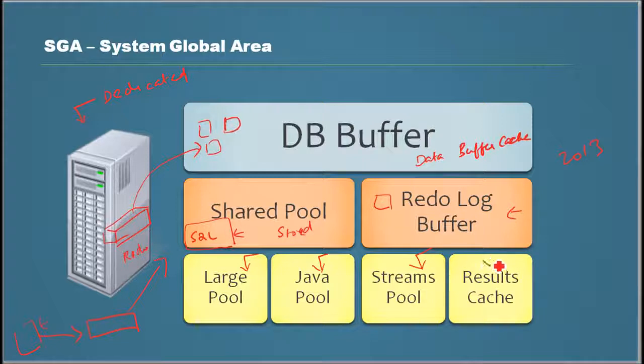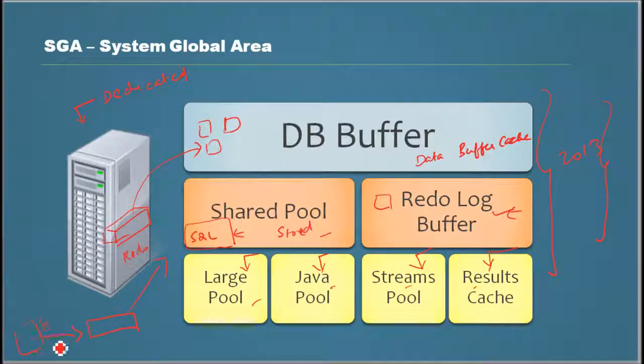Results of big queries can also be stored as a cache, so that any subsequent similar queries will use the results. So this is a quick overview of SGA. It has data buffer cache, shared pool for sharing the libraries, redo log buffer, large pool, Java pool, streams pool, result cache. This entire thing is common to every user connection.